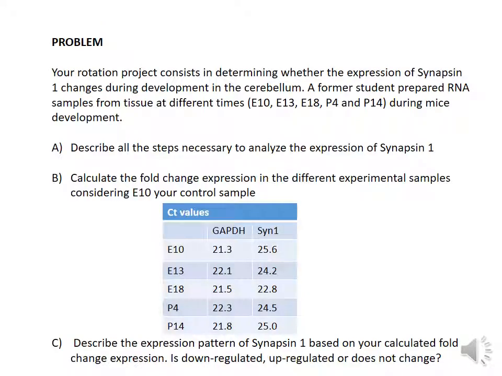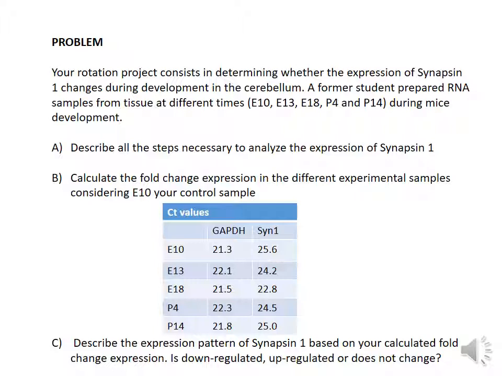Here there is a problem where you can practice some of the things that we've just seen in this video. This problem is about determining whether the expression of synapsin 1 changes during development in the cerebellum. And there are different samples you are going to analyze, and the first step of the problem is to describe all the steps necessary to analyze the expression of synapsin 1. Then go through the first slides and see what we need to really analyze the expression of this gene.